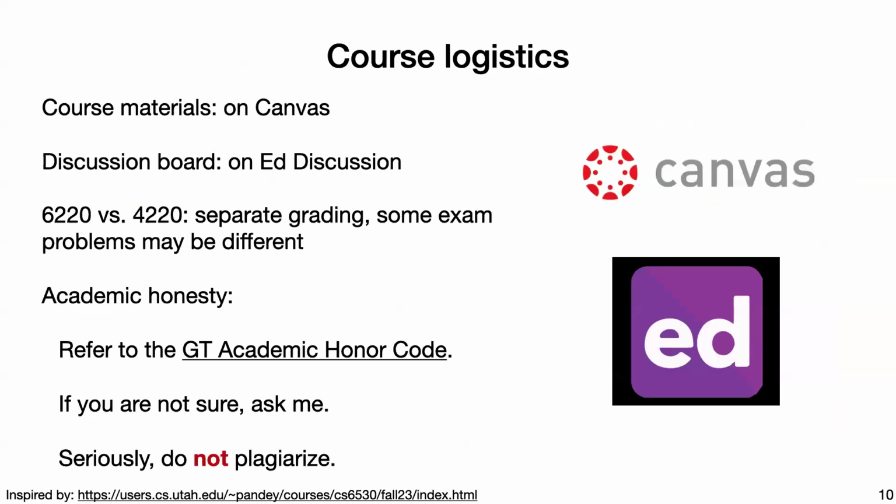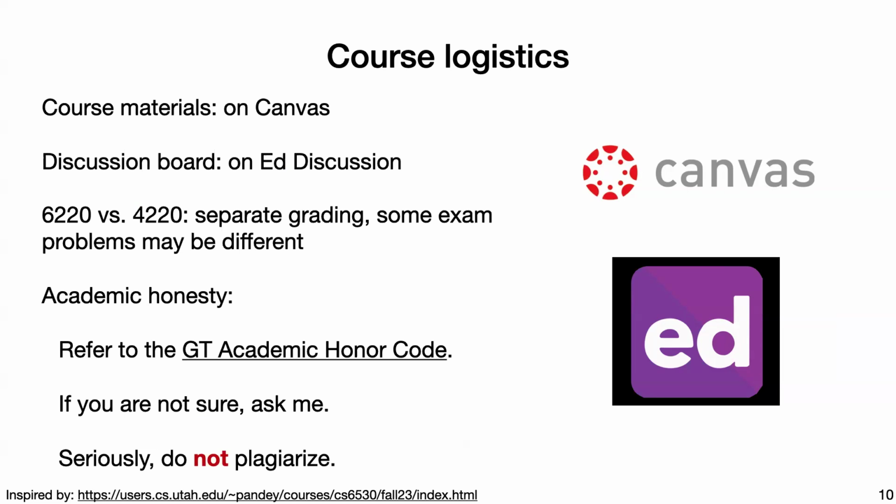Basic logistics, everything's going to be on Canvas. There's a discussion board. There are two sections, the 16-20 and 42-20. The grading is separate. They're just going to be separate classes, but pretty much all the material is going to be the same, and some exam problems might be different. We're working on trying to merge the discussion boards, I don't know if this is possible, because I think there'll be a lot of common questions. Not sure if it's possible, but I will get back to you.